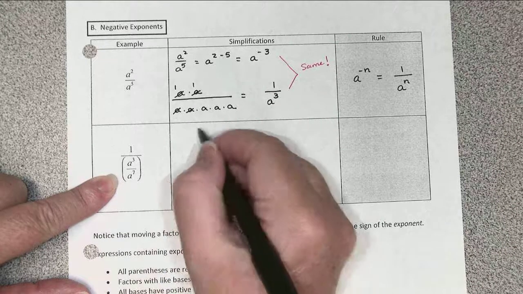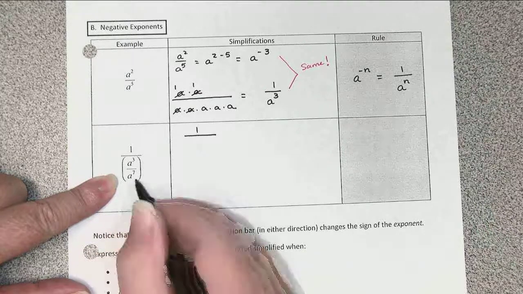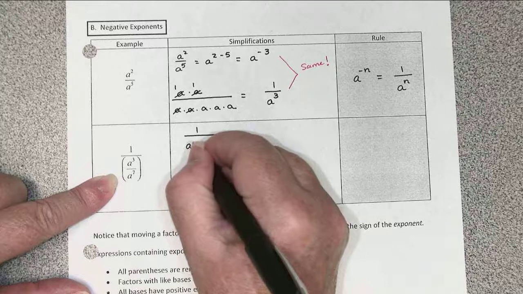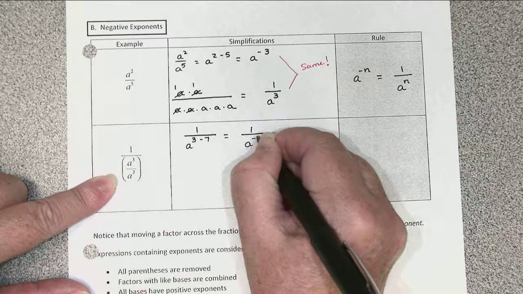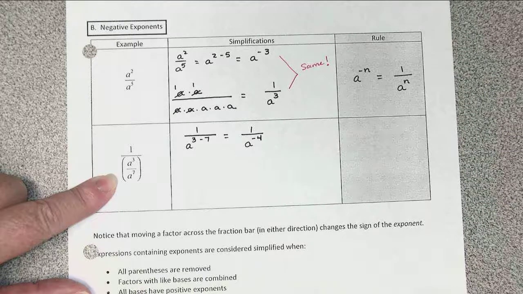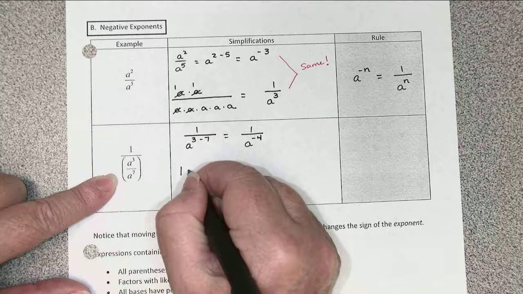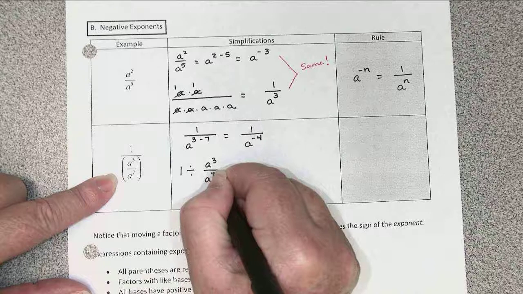Looking at this, my numerator is 1, and one way to simplify the denominator would again be to subtract the exponents. So I would have a to the 3 minus 7, or a to the negative fourth on the bottom. Another way to simplify this expression would be to use the fact that dividing is the same as multiplying by the reciprocal. So I have 1 on the top divided by a cubed over a to the 7th.